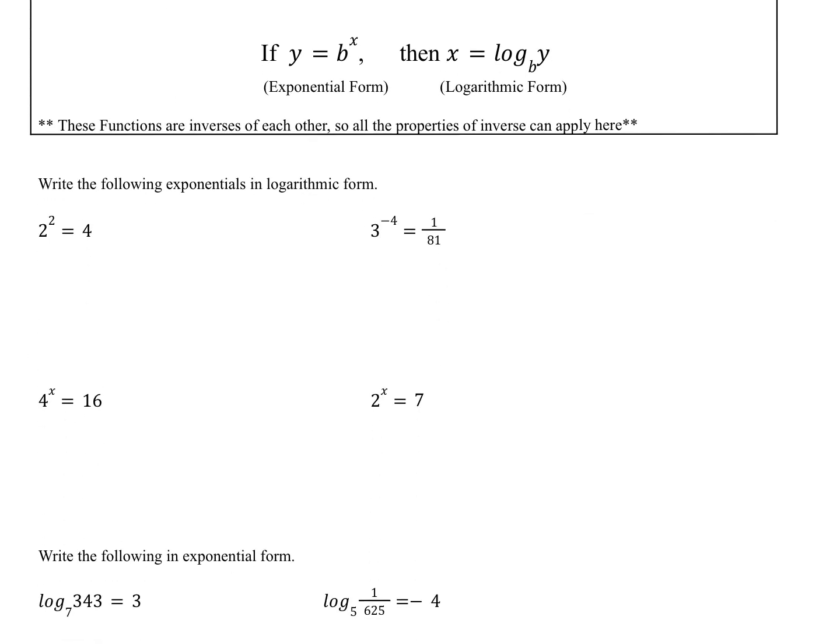I have equations in exponential form and I want to convert them to logarithmic form. So I have 2 squared equals 4. When I convert it to a logarithm, you're going to have log. The base of your exponential equation becomes the base of your logarithm, which in this case is 2. Then inside your parentheses is what you're equal to, which in this case is 4. And then you set it equal to your exponent, which in this case is 2. Our second example, 3 to the negative 4th equals 1 over 81. So it becomes log base 3 of 1 over 81 equals negative 4.